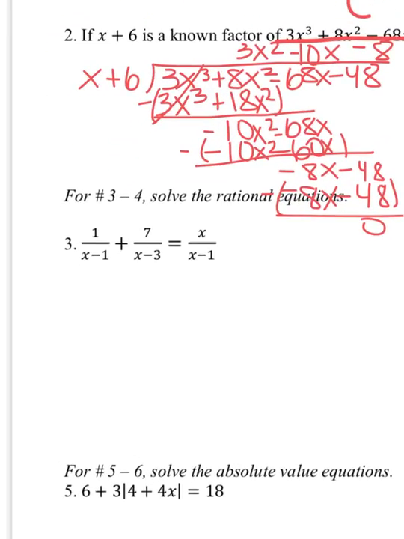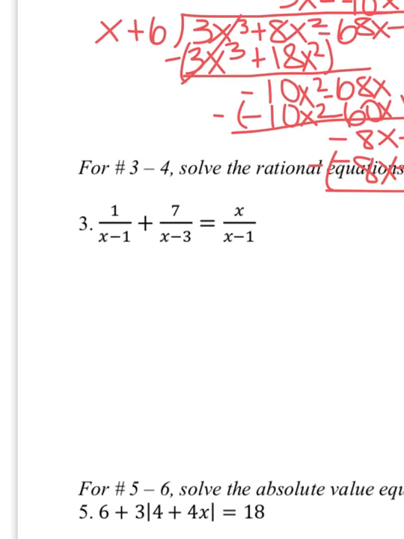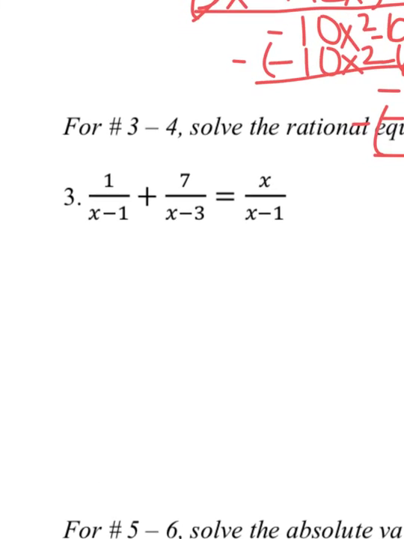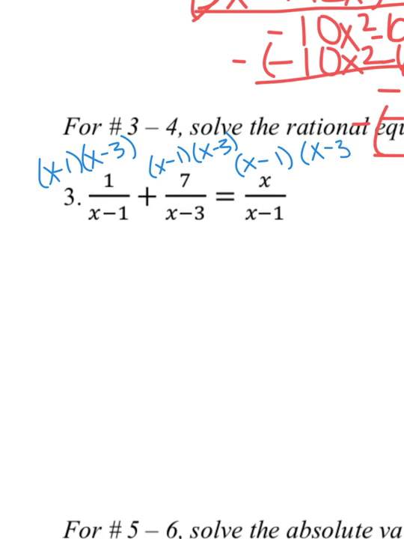So for number 3, I factor all the denominators. There's nothing I can do here. X minus 1 and x minus 3, you can't factor. So now I'm going to figure out what my LCD is. To cancel out an x minus 1, I need an x minus 1. So that goes on top of everything. And then to cancel out an x minus 3, I need an x minus 3. So that also goes on top of everything. And now I see what cancels.